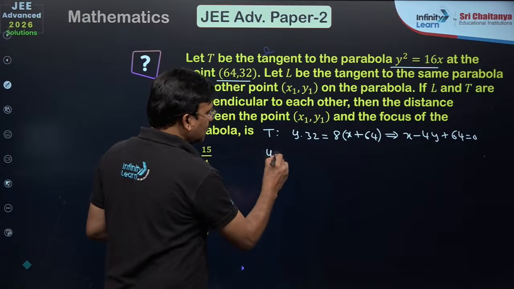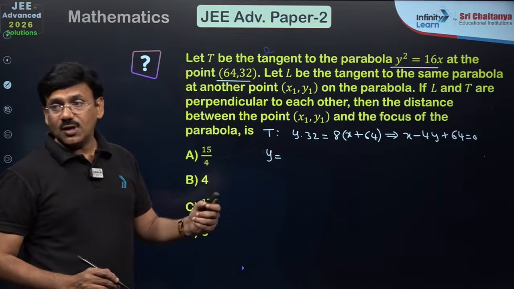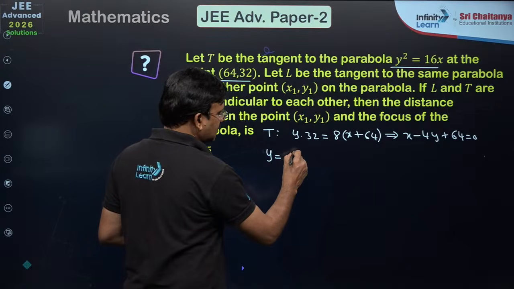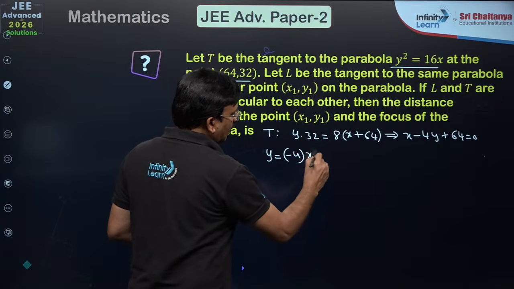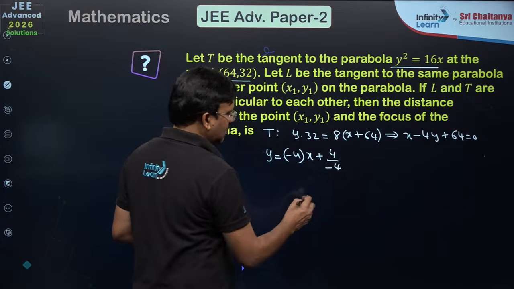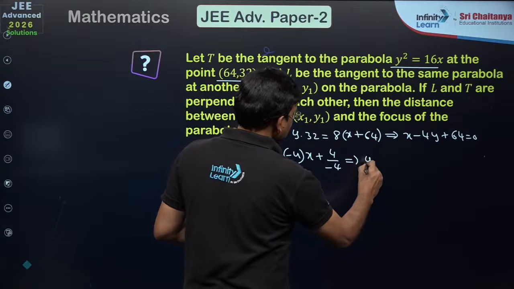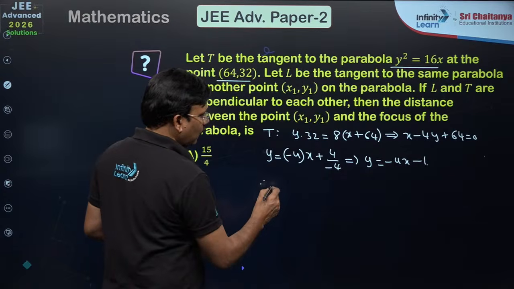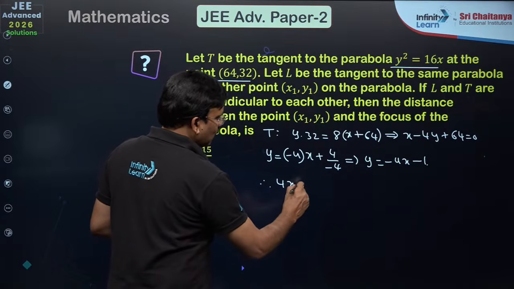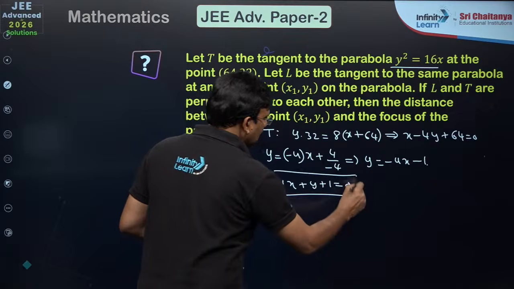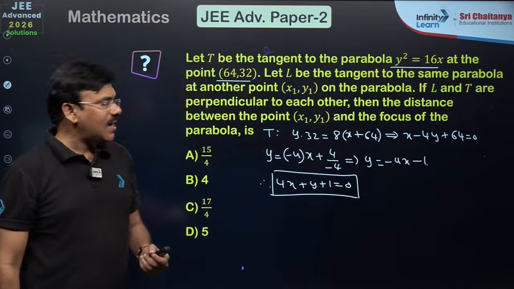So, any tangent to this particular parabola with slope m is y is equal to mx plus a by m. Here a is 4 and m is minus 4, which implies y is equal to minus 4x minus 1. Therefore, you can write it as 4x plus y plus 1 equal to 0. I know this is the tangent to this particular standard parabola.